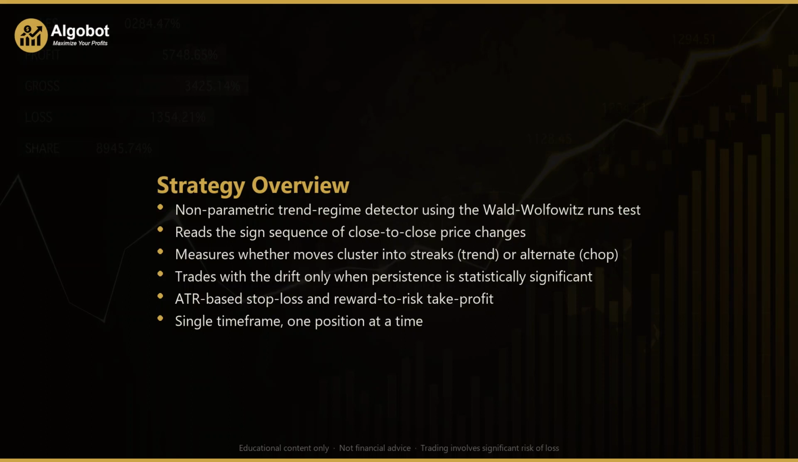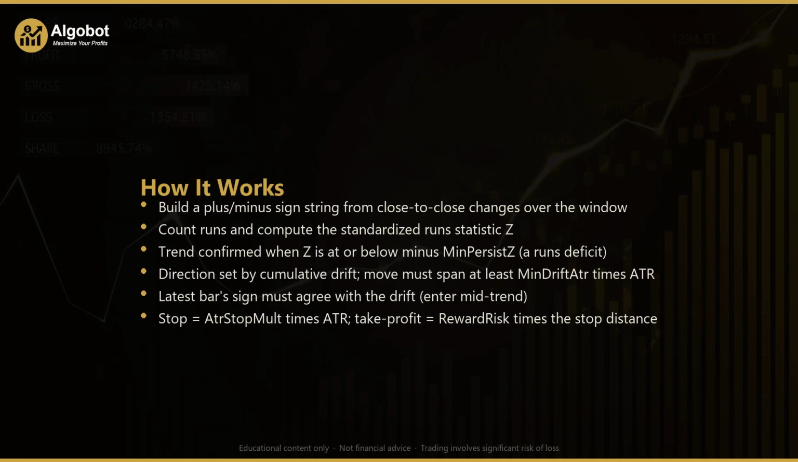This approach can be applied to any symbol and any time frame, since it only reads closing prices and an average true range value for sizing its exits. It's designed for traders who are curious about a rules-based, statistically grounded way to separate trending conditions from noise. Remember, this is educational information only, not financial advice. And like every strategy, it can and will produce losing trades. What makes it interesting is the discipline of committing only when directional persistence is measurably present. Let's walk through the mechanics step by step.